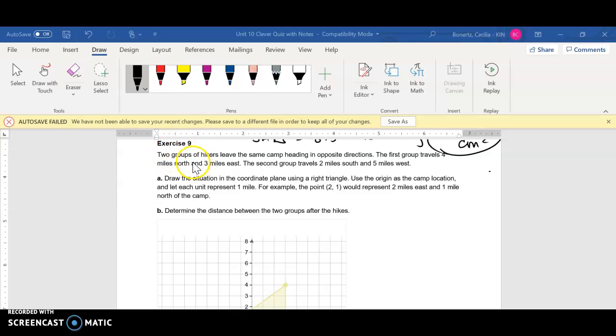Problem number 9 is about hikers leaving the origin. They're leaving the same camp, heading in opposite directions, and it tells you how far they go. And it's asking you to draw the situation in a coordinate plane.